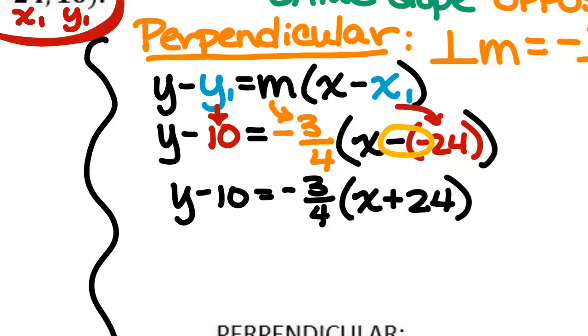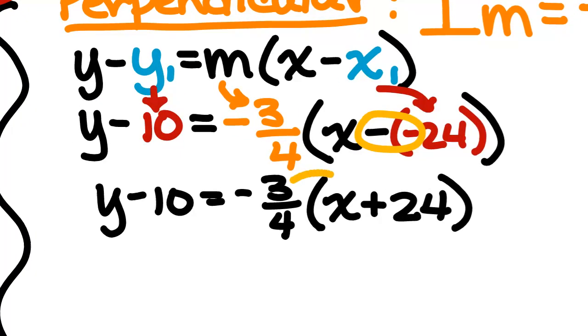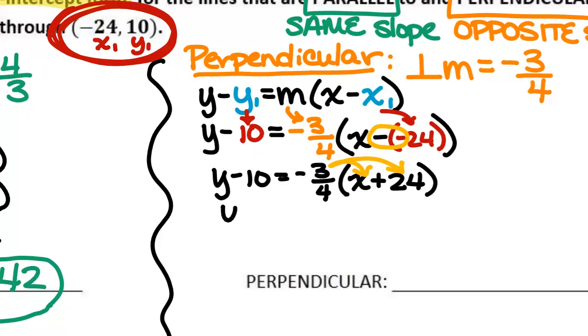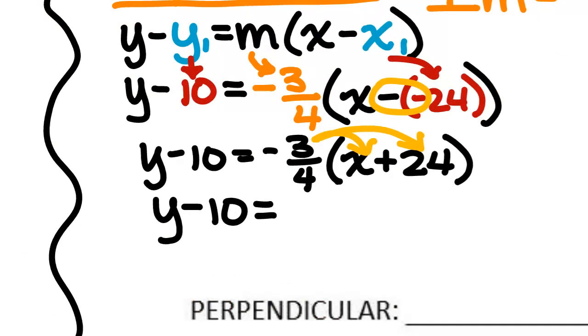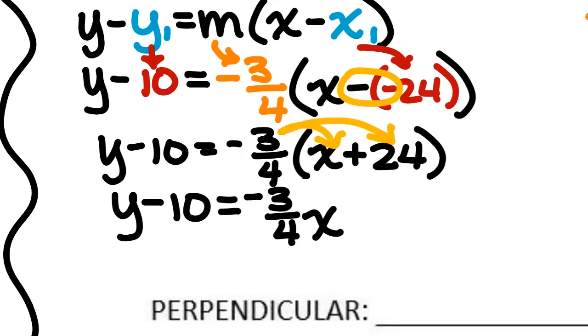Now what do I need to do? Distribute. Take that negative 3/4 and multiply both of these pieces by that. So that would be y minus 10 equals negative 3/4 x. Negative 3/4 times 24 is what? That was 4 over 3 times 24. I have negative 3 over 4 times 24.